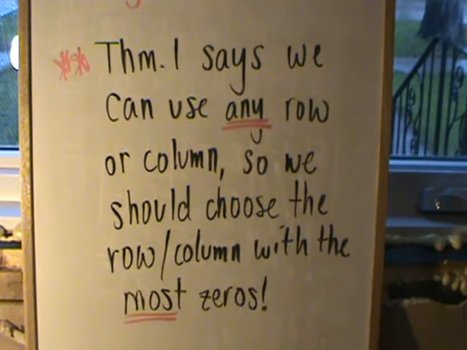Theorem 1 says that we can use any row or any column that we want when we're doing our cofactor expansion. So essentially, we should choose the row or the column that contains the most zeros. This is because we have to multiply by the Aij entry. So the more zeros that we hit along the way, the fewer cofactors that we have to deal with when expanding to find our determinant.